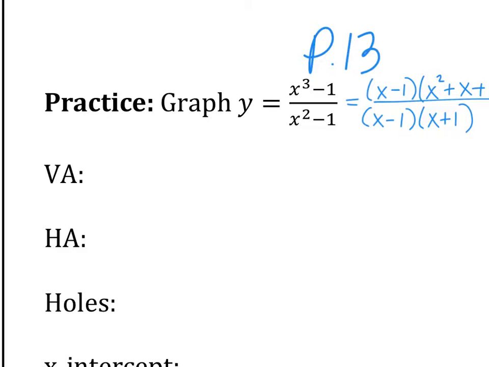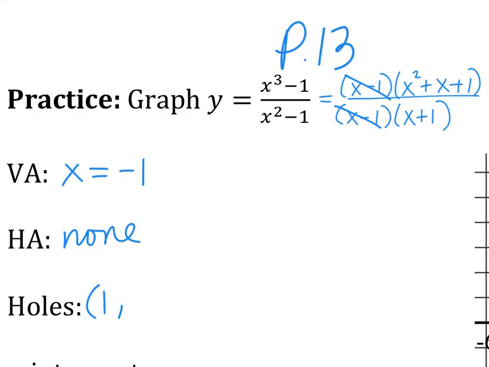Okay, vertical asymptote. So first you cancel whatever you can cancel. The leftover is the vertical asymptote, so that is -1. Horizontal asymptote: the degree on the top is bigger than the bottom, so none. The hole is going to be at 1 because that's what cancels. You plug it into the reduced function, you get 3/2.